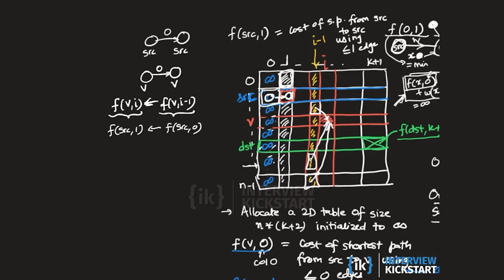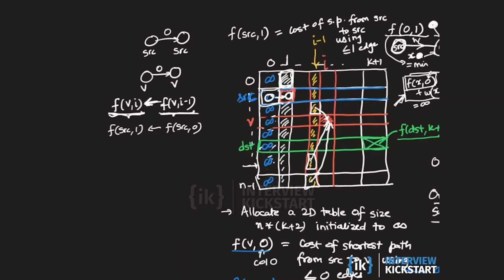So in general, any cell f of v comma i can first borrow the value in the cell to its immediate left, and then we look at the actual predecessors of v in the graph and see what the cost of the shortest path through them is, and if we get a better cost, then we update it.